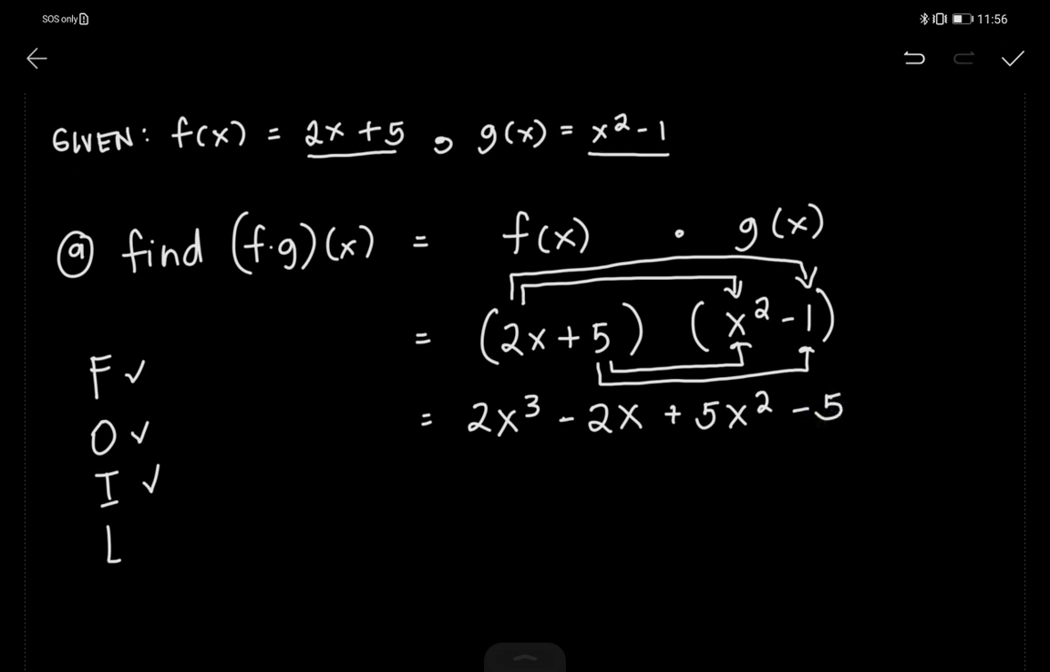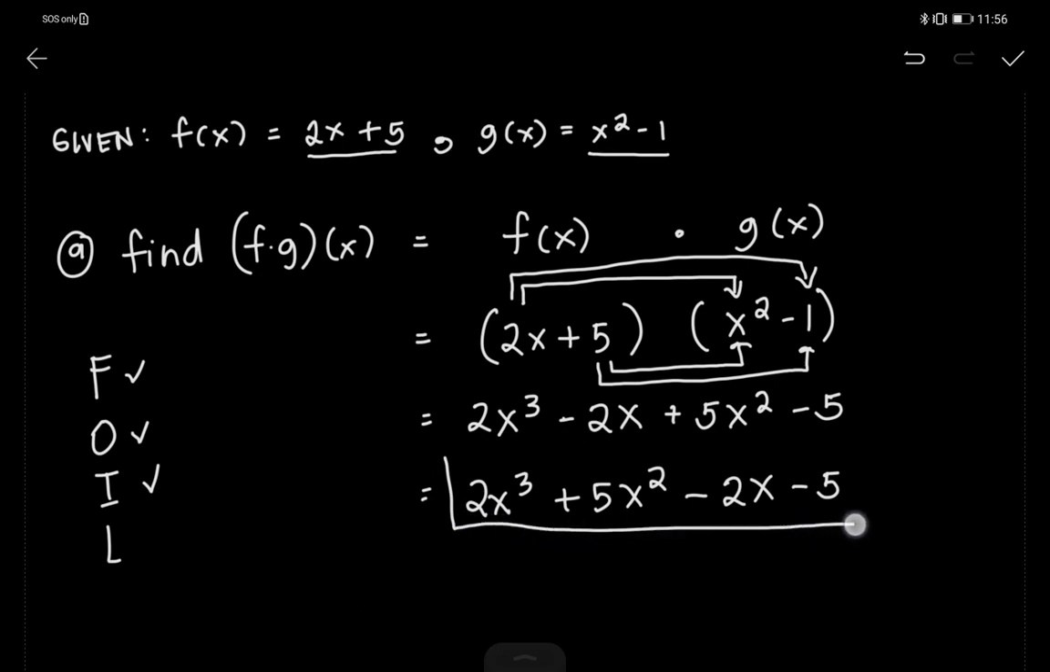Okay? So here, simplify by combining like terms. Since in this solution we don't have like terms, we are just going to arrange the terms based on the highest exponent to the lowest exponent. So our highest exponent here is 2x cubed, then followed by positive 5x squared, then negative 2x, and the constant, which is negative 5. So we can say that this is now the product of these two functions.